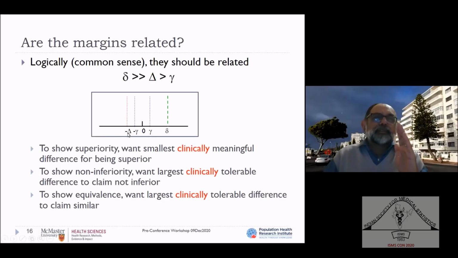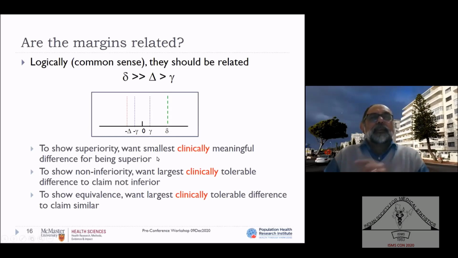In this case, I'm looking at the other side, and I didn't want to crowd that other side, but you're looking at minus delta, or in this case, I could have put delta over here. Sorry, if there's a mistake here, I should have put delta on this side. So delta can be a little bit bigger than gamma. Now, usually to show superiority, you want to show that it is the smallest clinically meaningful difference for being superior. So delta is usually a lot bigger, and therefore it's a lot bigger than capital delta.